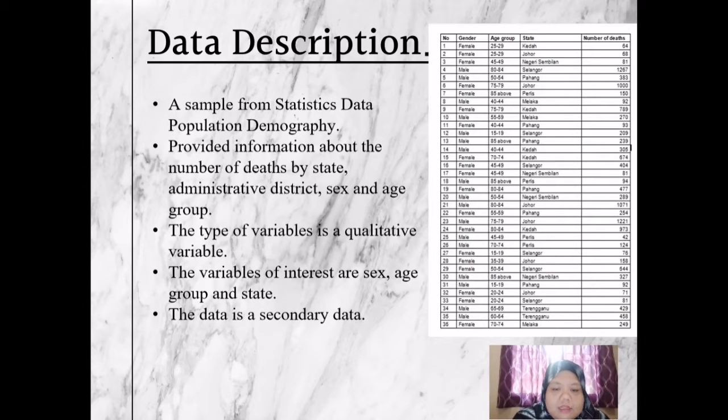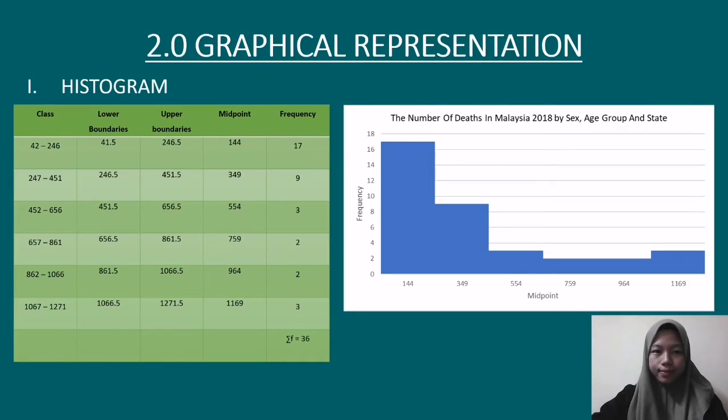A random sample is statistics data only. The type of variable is a qualitative variable. The variables of interest we choose are sex or gender, age group, and states. The data is secondary data because we get it from the internet.